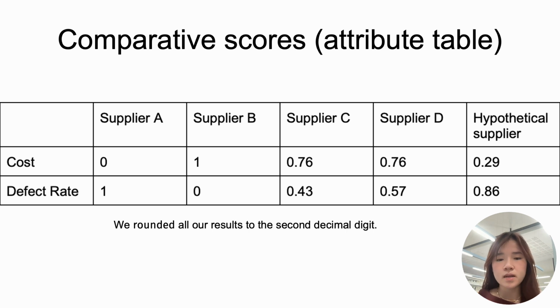So the calculated comparative scores are: supplier A, cost 0, defect rate 1. Supplier B, cost 1, defect rate 0. Supplier C, cost 0.76, defect rate 0.43. Supplier D, cost 0.76, defect rate 0.57. Hypothetical supplier, cost 0.29, and defect rate 0.86.